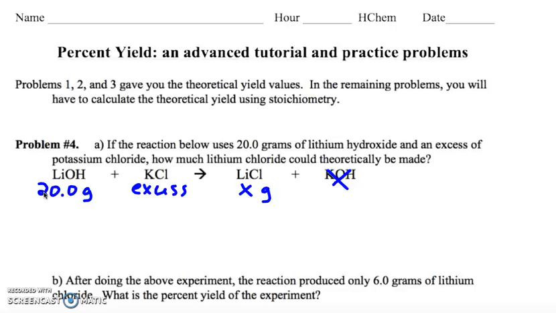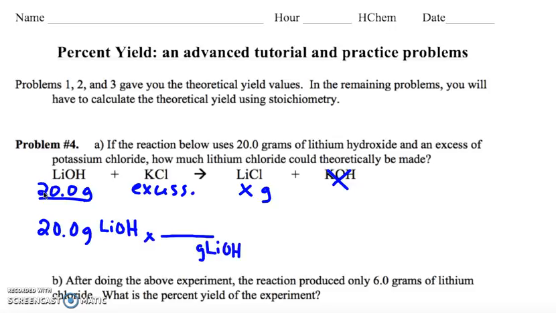What's this business about the excess potassium chloride right here? Well, the idea is that we have so much of it, it's not going to limit our reaction, and what it means is that all 20.0 grams of the lithium hydroxide are indeed going to get used up. So here we are going to use our 20.0 grams of lithium hydroxide. We're going to do a 3-step stoichiometry problem to figure out how much lithium chloride we could theoretically make. Once we have that number, we can apply it to the percent yield problem and do the actual problem in question. All right, 3-step stoichiometry first has us converting grams of lithium hydroxide into moles of lithium hydroxide.